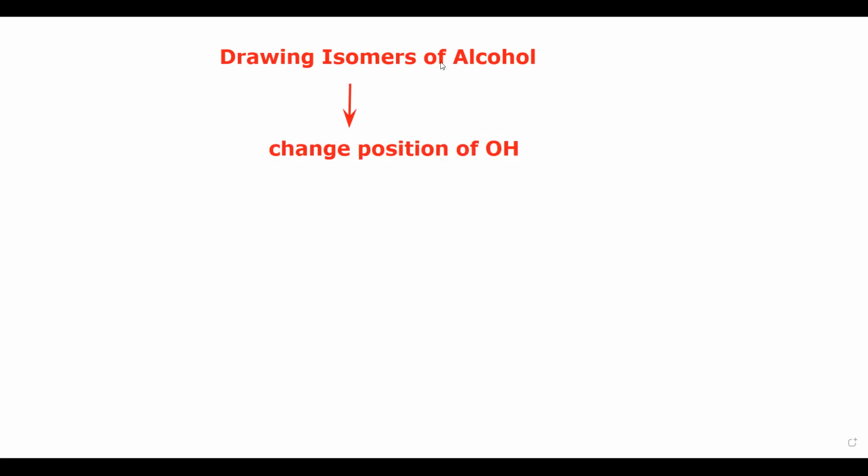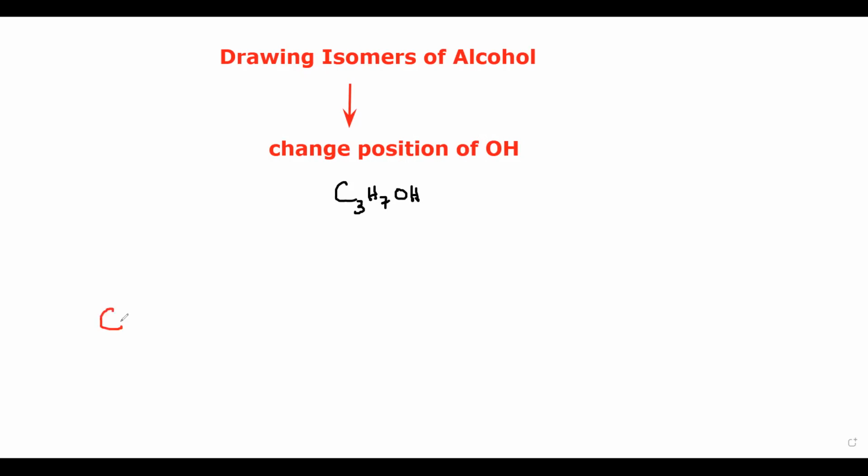For example, we have an alcohol which is C3H7OH, and we want to draw the two isomers. So how to draw an isomer? Isomers means they have the same molecular formula but different structure. We call them isomers.